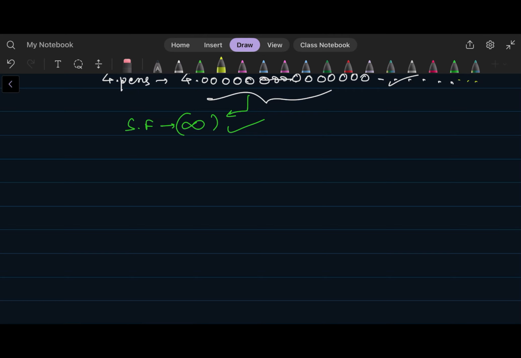But this ambiguity in the last point can be removed by expressing the number in scientific notation. How so?